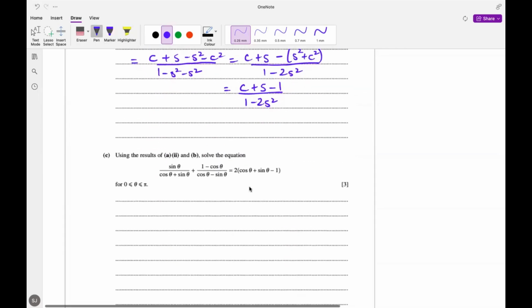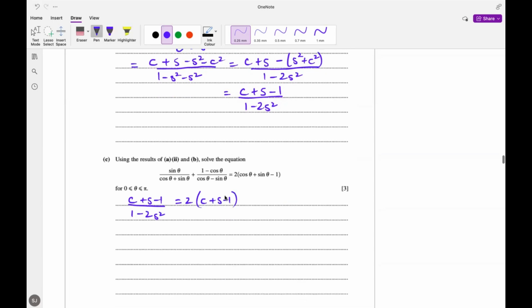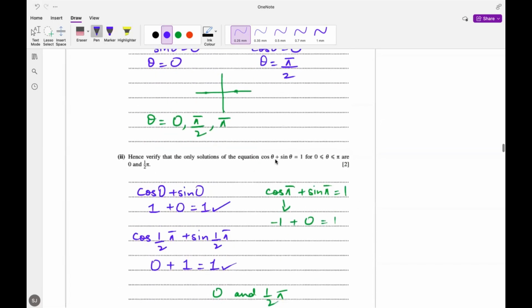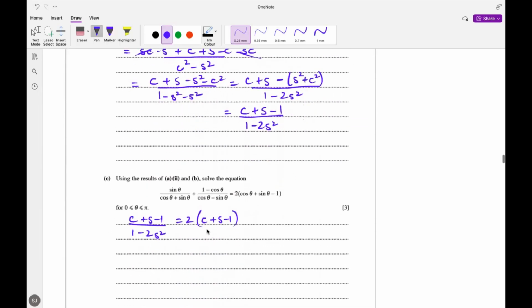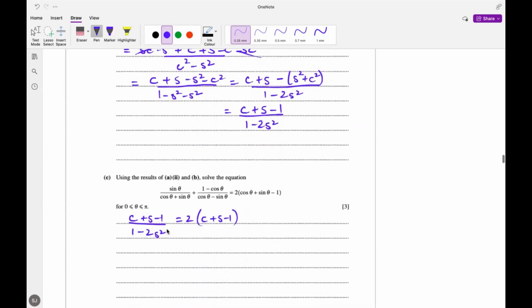Now in part C, we have to use the results of A part 2 and B part 2 to solve this given equation. This was the identity that we proved: (cos + sin − 1) / (1 − 2 sin²) = 2 × (cos + sin − 1). From the previous part, we already know that cos + sin − 1 was equal to 0, if you bring the 1 to this side. So we can put a 0 over here as well, or we can simply cross multiply.